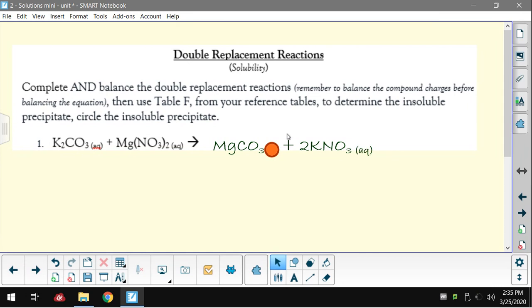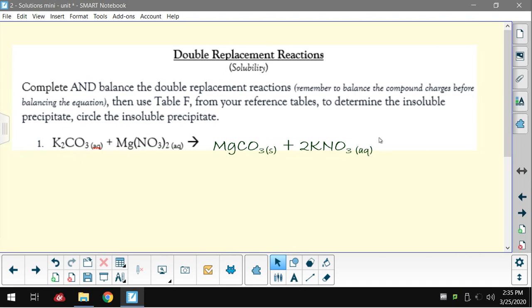All right. Magnesium carbonate, well, is that going to be an aqueous solution? Well, we have to look and find out. Oh, wait a minute, carbonates, they are insoluble almost all the time, except with group 1s and ammonium. Magnesium is not one of those, so that's going to form an insoluble precipitate. So this reaction will proceed.